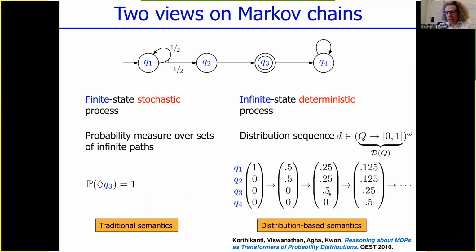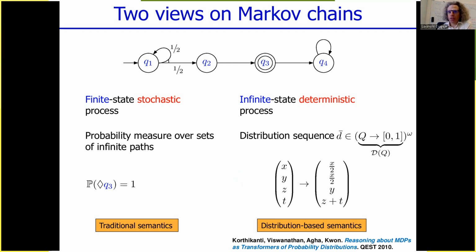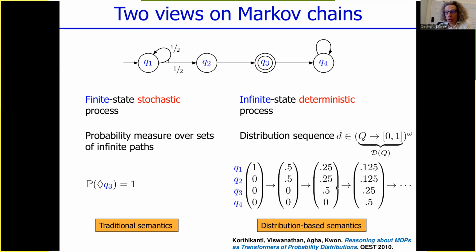This is now a deterministic process, because if you give me a distribution x, y, z, t, there is a unique successor, obtained by multiplying this distribution with the transition matrix of the Markov chain. So it's basically a linear transformation. The counterpart of having a deterministic process is that it's now infinite state. The distributions are all different along the sequence, so there are really infinitely many different distributions.